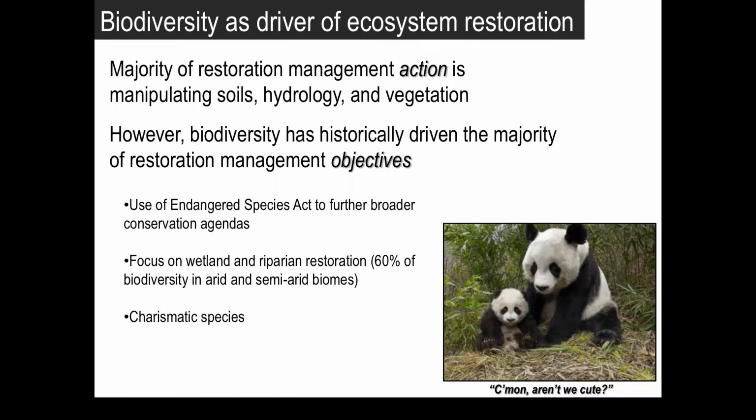a focus on wetland and riparian restoration, which is due to the fact that 60% of biodiversity in arid and semi-arid biomes is associated with wetland and riparian areas, and our Mediterranean climate here in the Southern California coastal zone is semi-arid. And last but not least, a focus on charismatic species and more commonly charismatic megafauna in natural resource management.